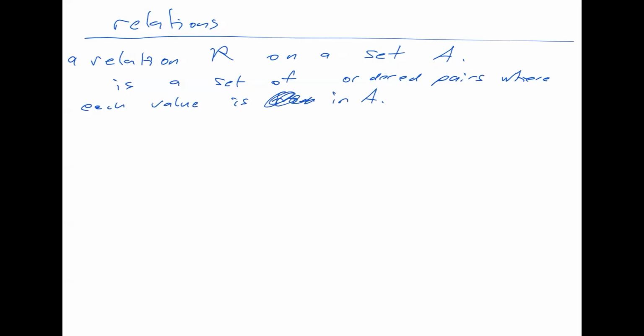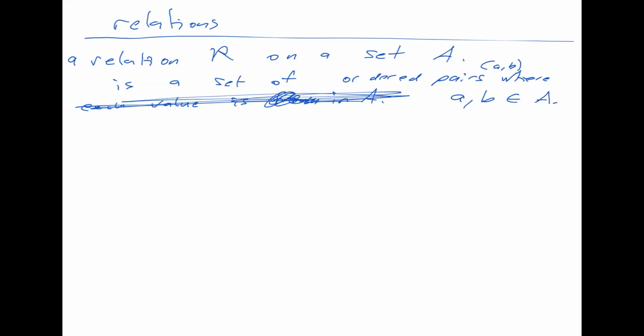So it's a set of ordered pairs, and I'm going to say it in a more mathematical way. It's a set of ordered pairs (a, b) where each value is in A. I could cross that out and just say where a, b are in A. That's a more efficient way of writing it without as many words. So a relation R on a set A is a set of ordered pairs where (a, b) is in A.